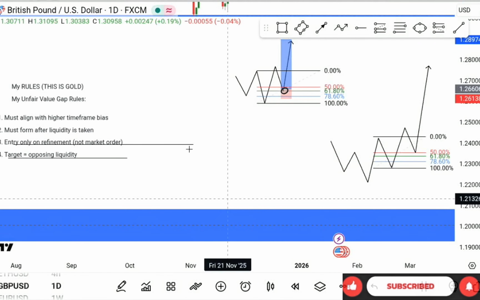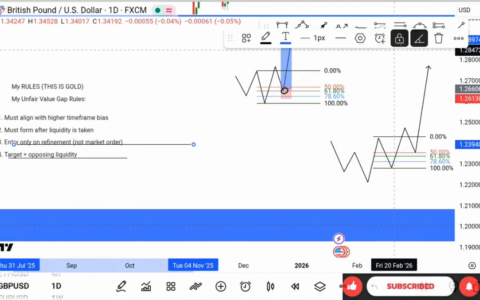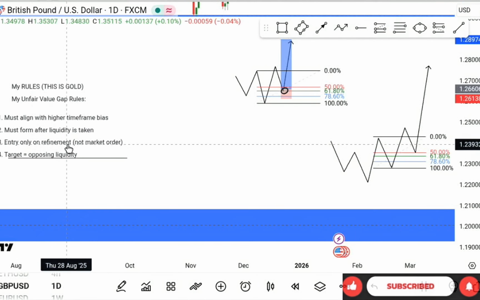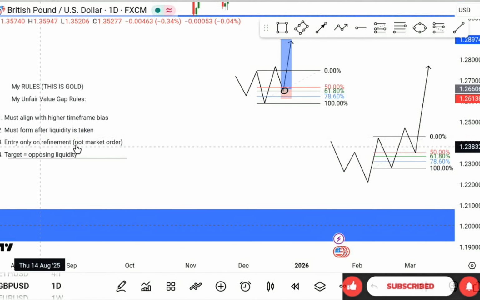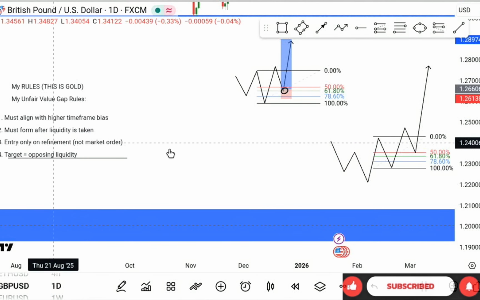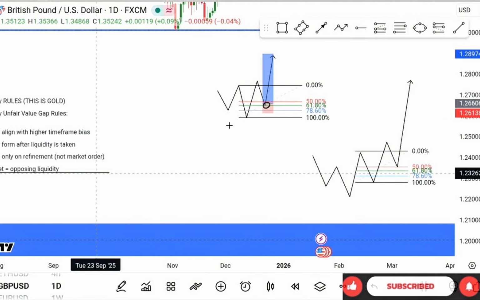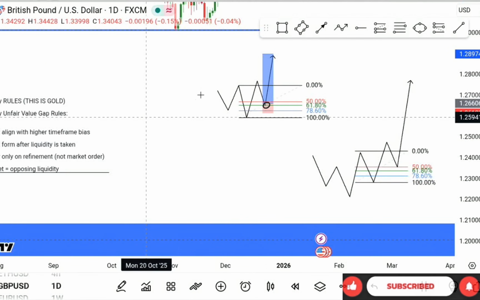Thirdly, on how to enter the market, don't just place orders. Always go with a refinement. Don't just place your orders on the market. Always make sure that your entry point is coming from refinement, not just market orders.